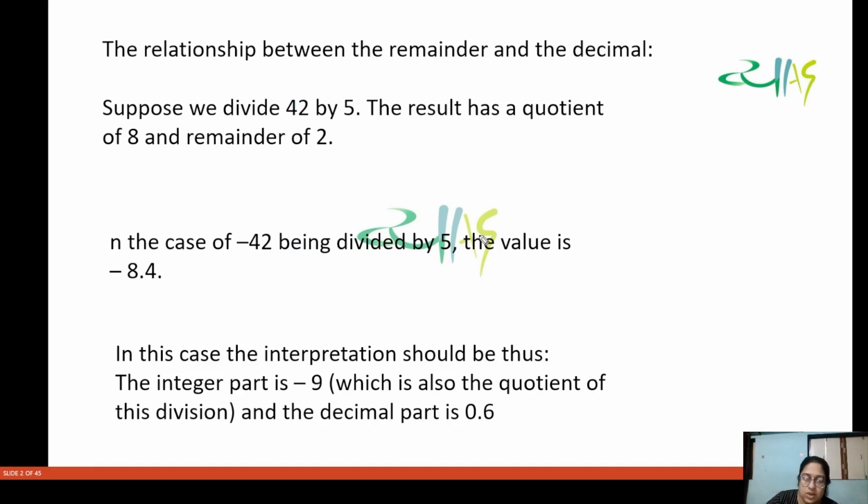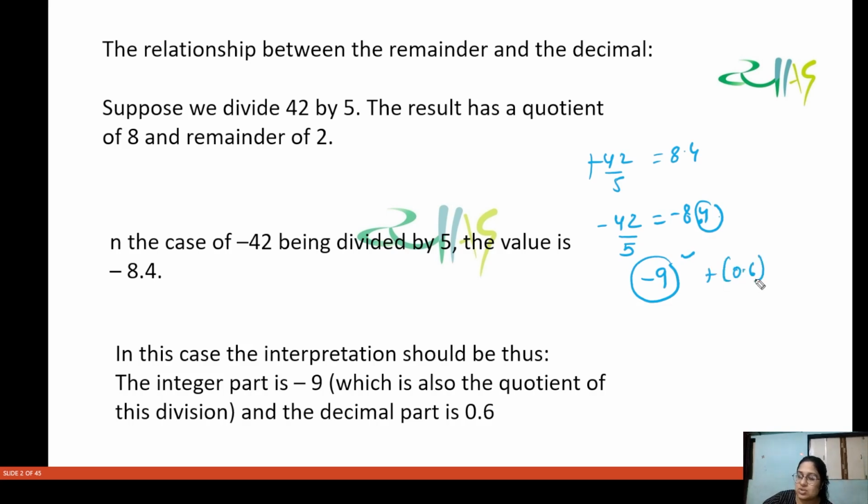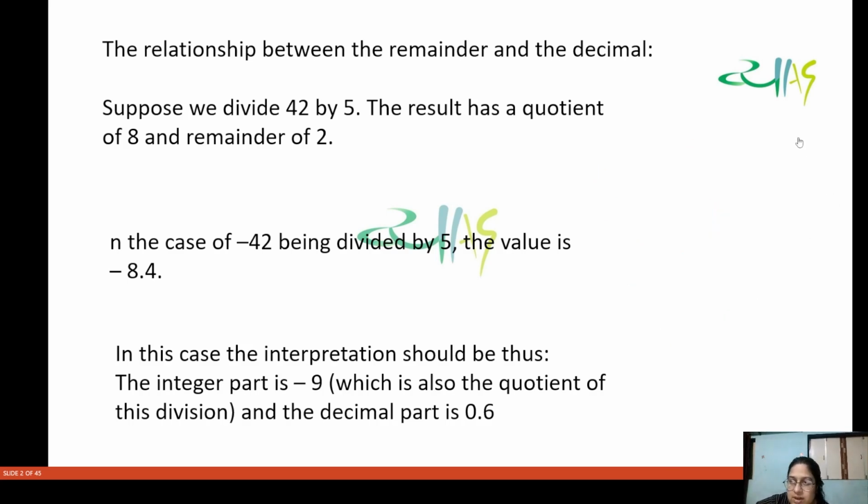Similarly, once again look at this concept. Minus 42 by 5. When there was no minus, we got 8.4, and when there is a minus, we know that a decimal cannot be negative, so what are we going to do here? We are getting minus 8.4, but we have to convert the decimal part into positive. So this is minus 9 plus 0.6. This has to be 0.6 now. So this is how you get the decimal as positive. All right, now let's move on.